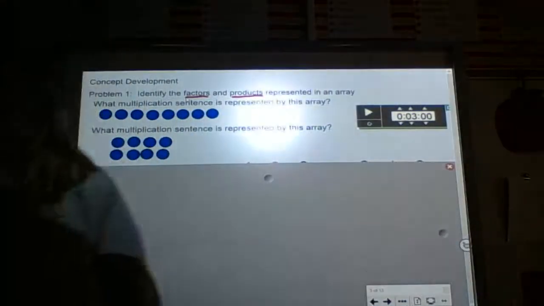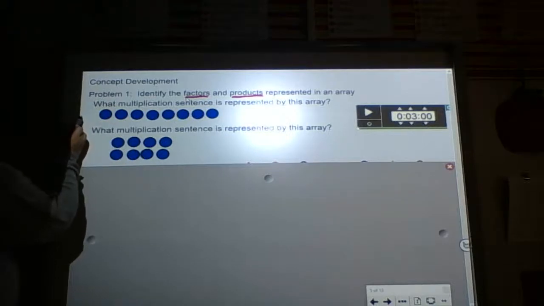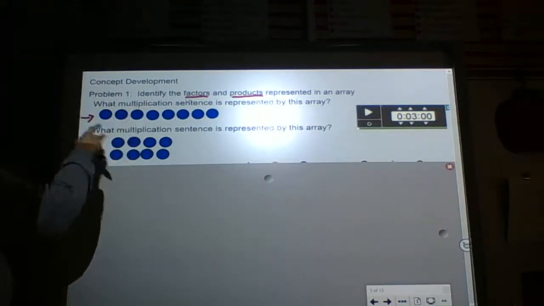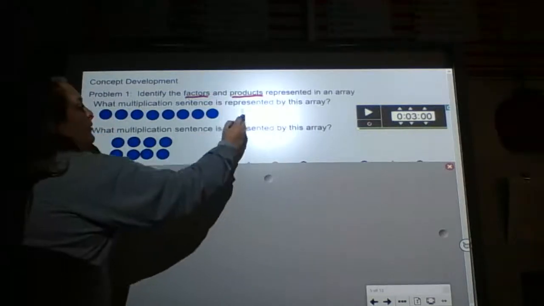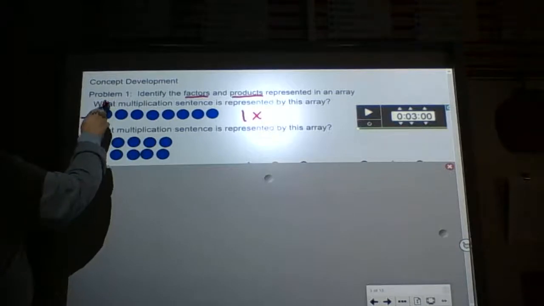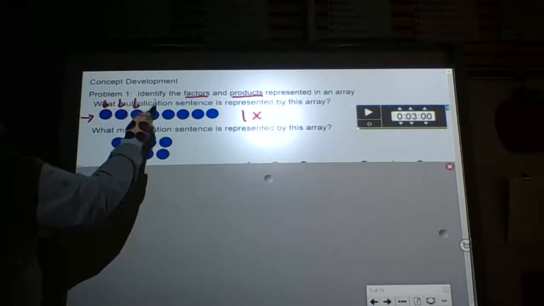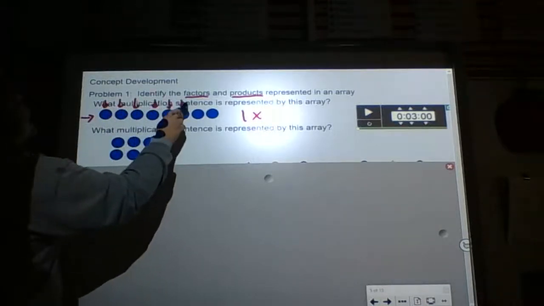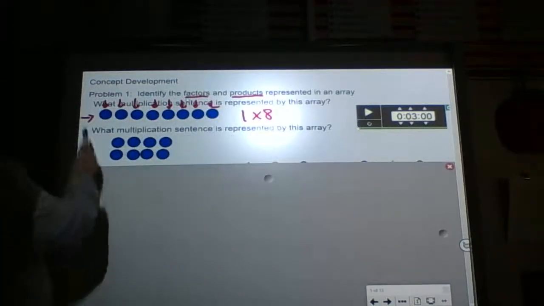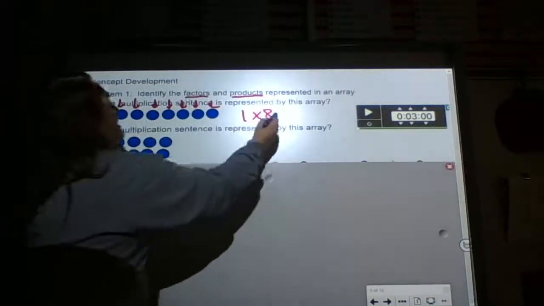So let me show you my trick. I start over on the left side and I count the rows. How many rows do you see? I see 1. So I'm going to put 1 times. Now how many columns do you see? 1, 2, 3, 4, 5, 6, 7, 8. I see 8. This array is built in 1 times 8. Do you see that? 1 row, 8 columns. And we know that 1 times 8 is 8, and that's how many are there.